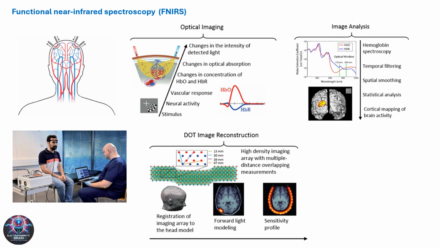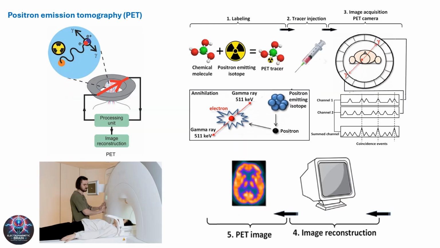Forward light modeling and sensitivity profiles are used to refine these images, helping us better understand how brain regions respond to cognition. Overall, fNIRS provides a powerful, non-invasive method for studying brain function, both in the lab and in real-world environments. It is increasingly used in a variety of settings to monitor brain activity in individuals during different tasks or conditions.